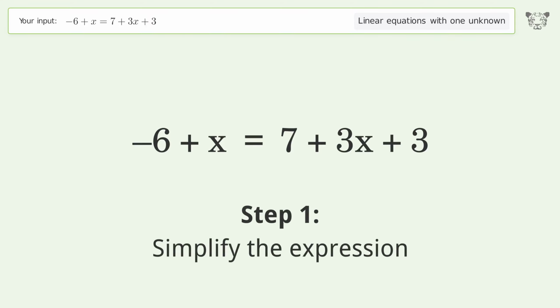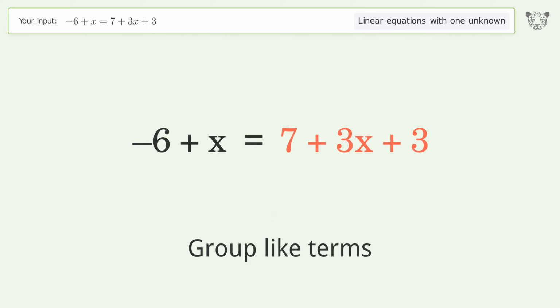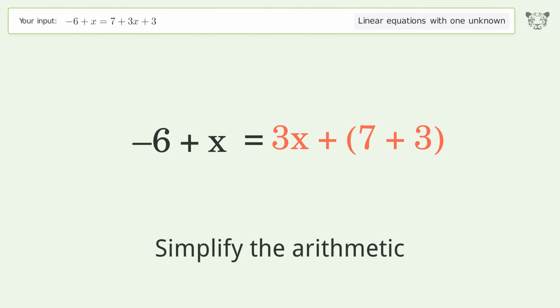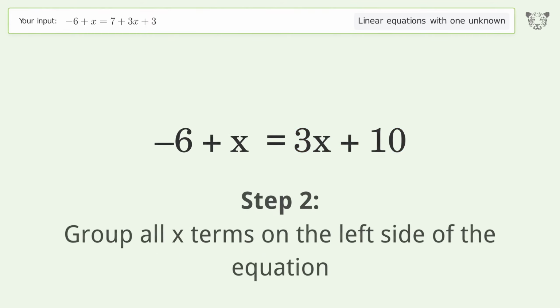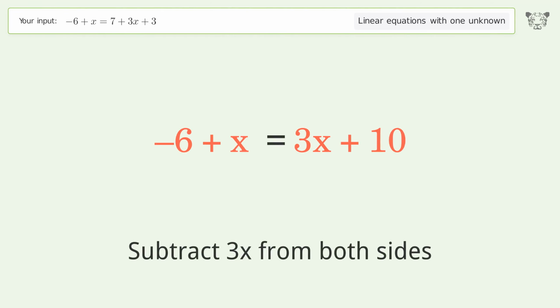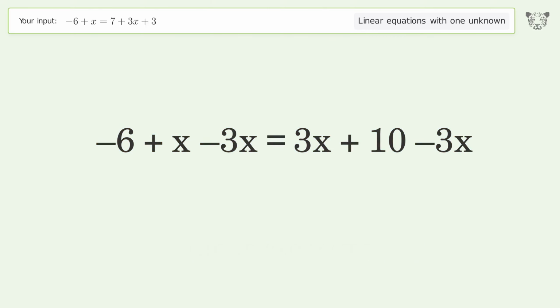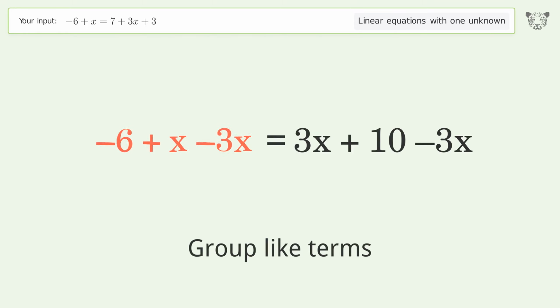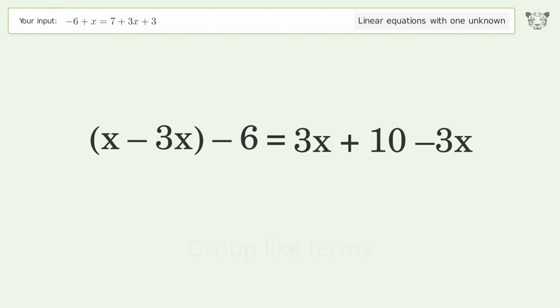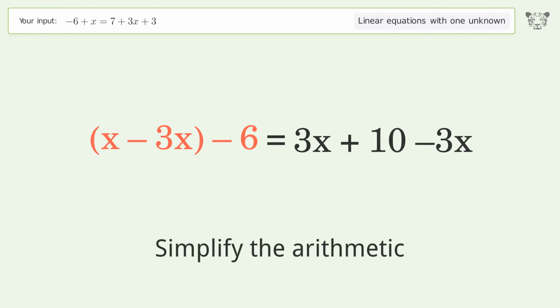Simplify the expression. Group like terms. Simplify the arithmetic. Group all x terms on the left side of the equation. Subtract 3x from both sides. Group like terms. Simplify the arithmetic.